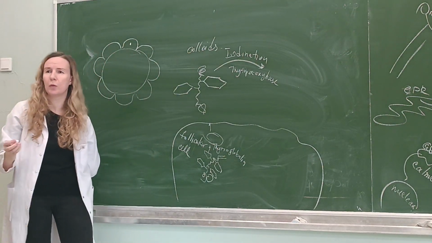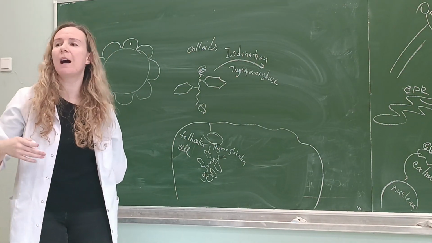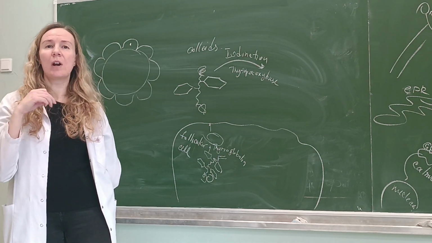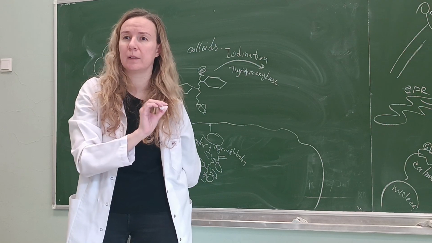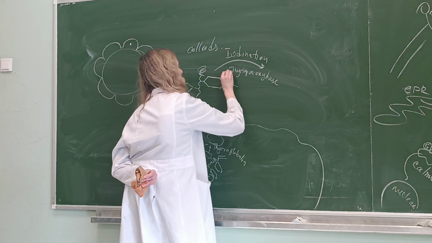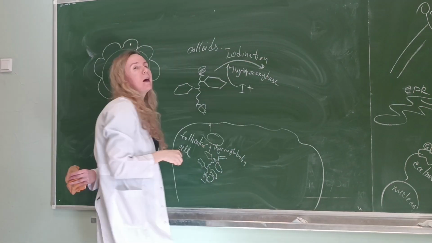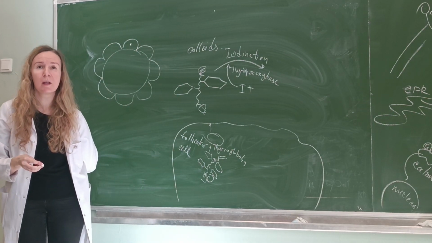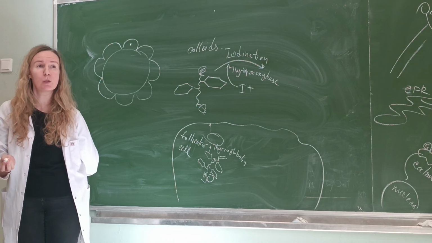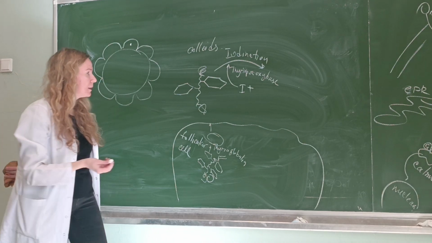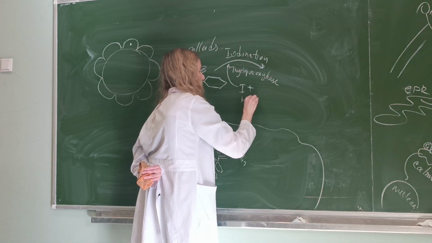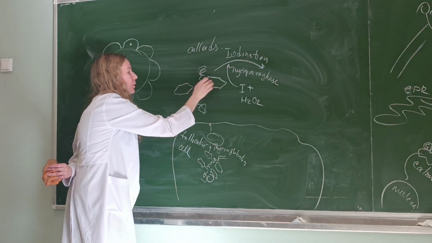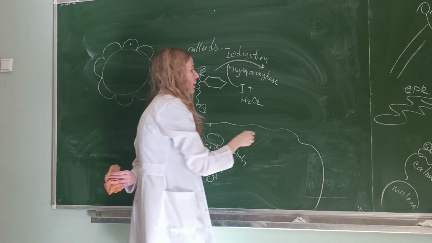What do we need to do? We need to oxidize iodine in colloid and transfer it into the structure of tyrosine. So we take iodine plus, as the oxidizing molecule, we will use hydrogen peroxide. That's why this enzyme is named peroxidase. And it provides the formation of residues of tyrosine with iodine.